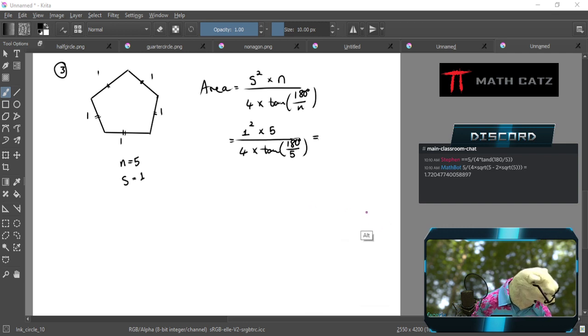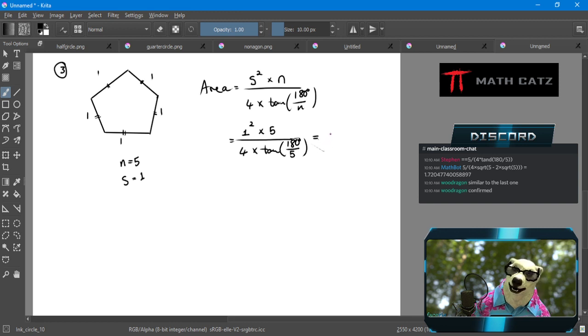See, we have the 5 at the top divided by 4. Now it shows my times, times tan of 180 divided by 5, brackets. Can anyone confirm my answer of 1.72? 1.72. When I round it, it's my final answer.